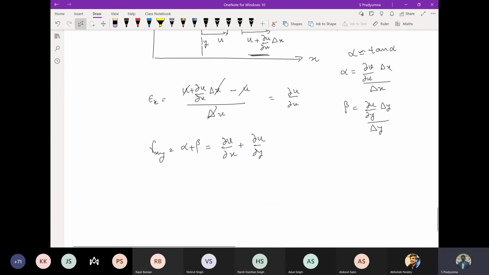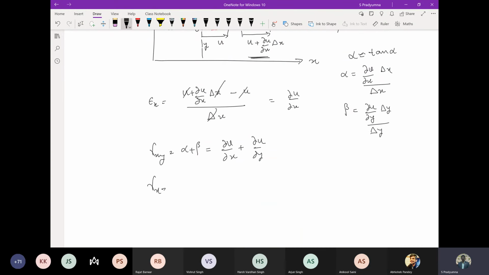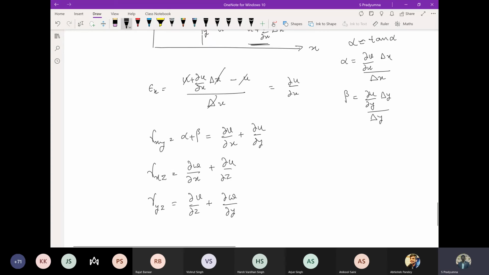can understand. Similarly, I can also say gamma xz is equal to the same thing. I repeat, delta w by delta x plus delta u by delta z, and gamma yz or gamma zx is equal to delta v by delta z plus delta w by delta y. So now we have defined the normal strains, and we have defined the shear strain in this problem.